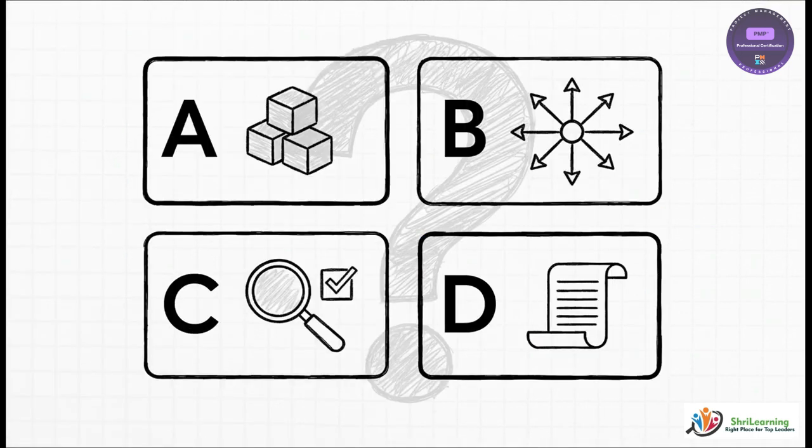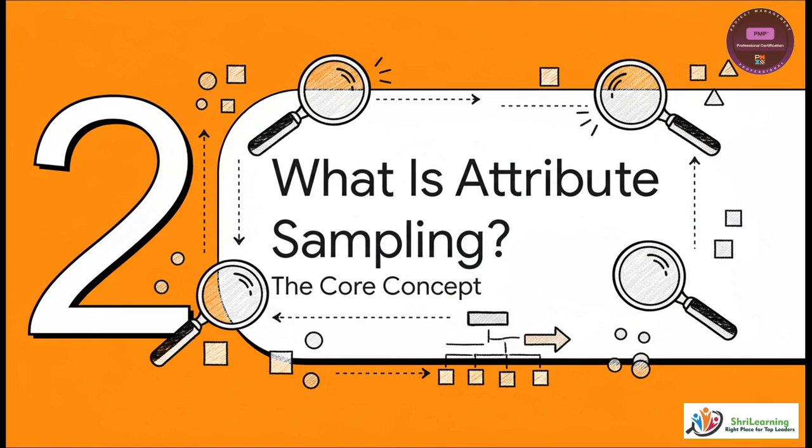And here are our 4 choices. Just take a quick scan. Does one of them immediately jump out at you? Well, before you lock in that answer, let's make absolutely sure we have the foundation to pick the right one with 100% confidence. Before we even touch those options, we have to be crystal clear on what attribute sampling actually is. You know, this is where most people get tripped up. They just kind of guess without knowing the core concept. So let's lock that in right now.